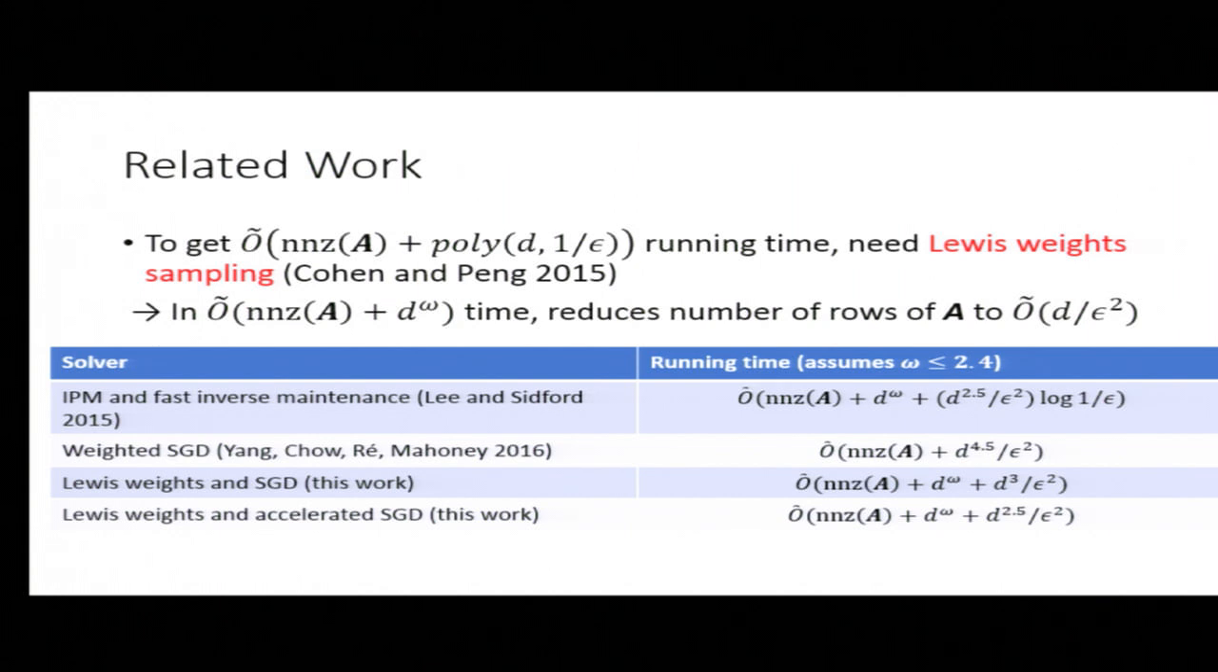Also, just as a side note, if matrix multiplication takes d cubed time instead of something less than d cubed, then all of the running times for our work and the interior point method will be nnz plus d cubed over epsilon squared. So really the Lewis weights preconditioning plus vanilla SGD is the best if you're not implementing fast matrix multiplication.